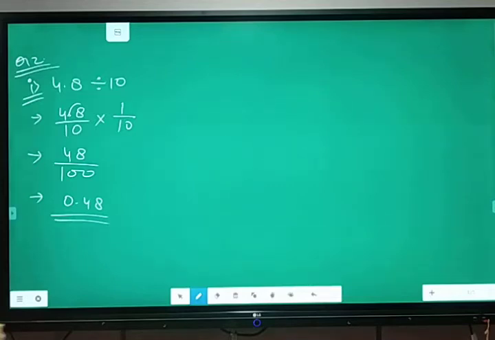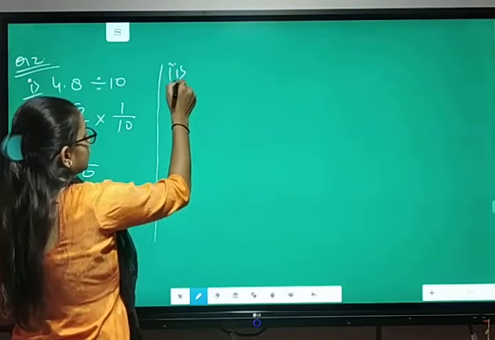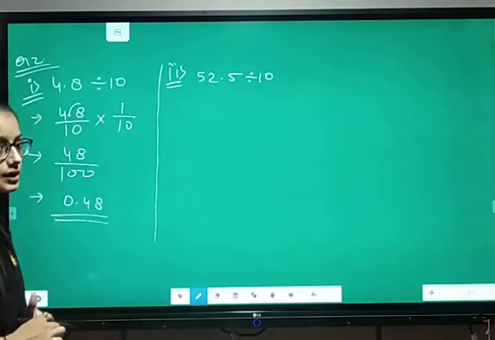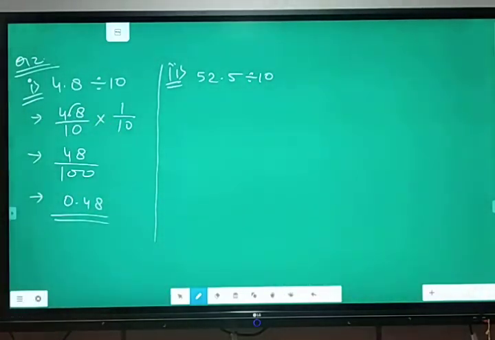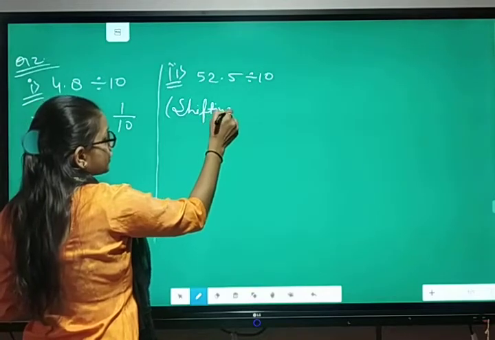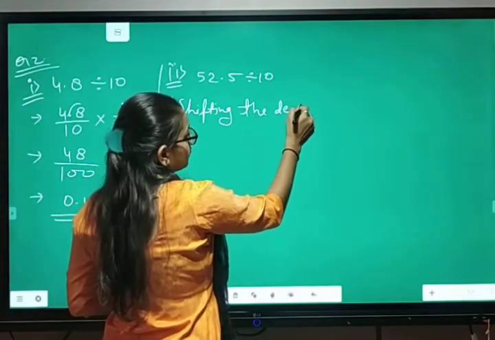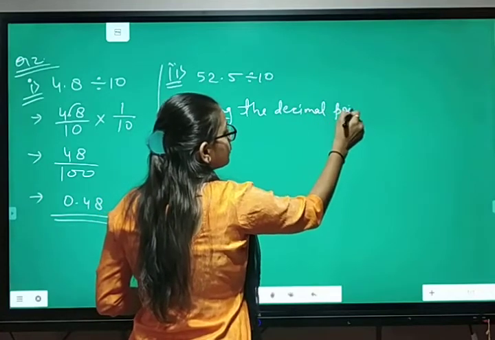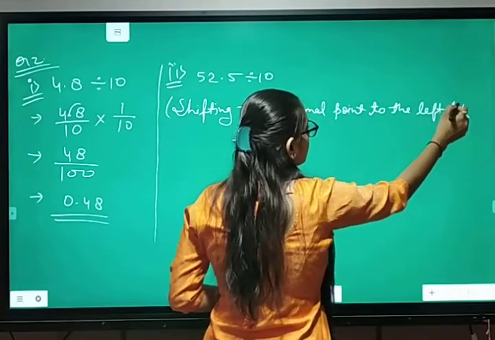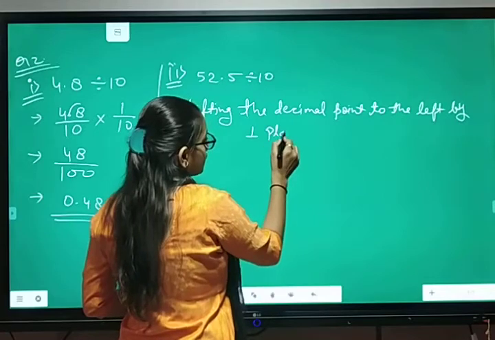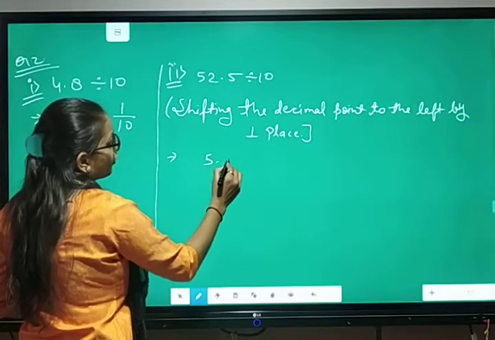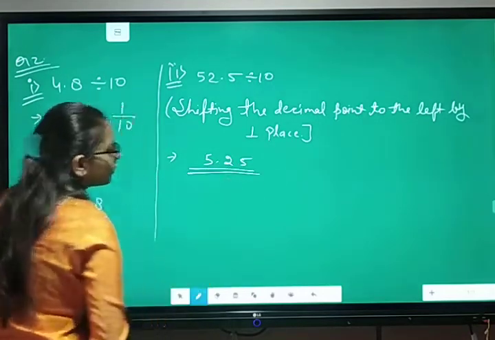Next question is 52.5 divide by 10. Beta, easily we can solve this in another way too. Shifting the decimal point to the left by one place. So answer is 5.25. Clear?